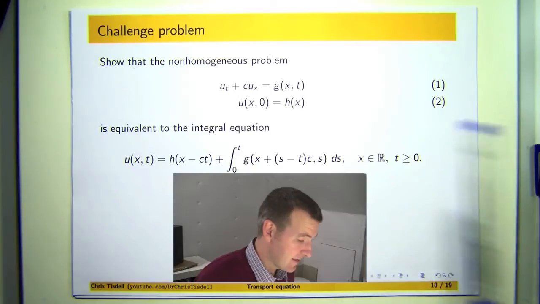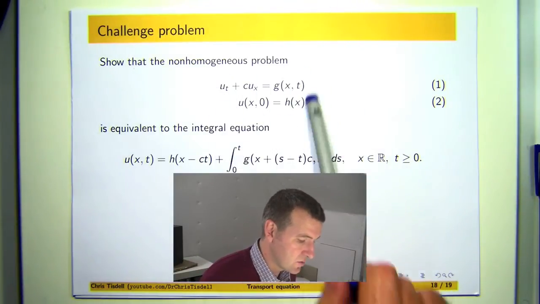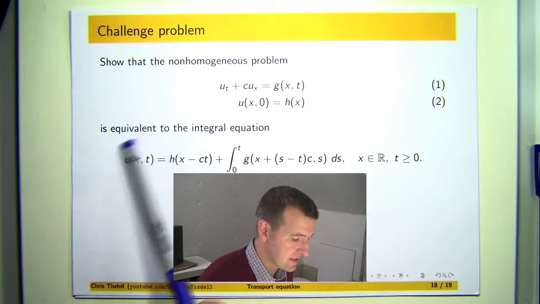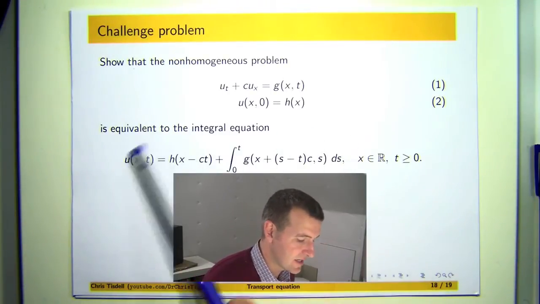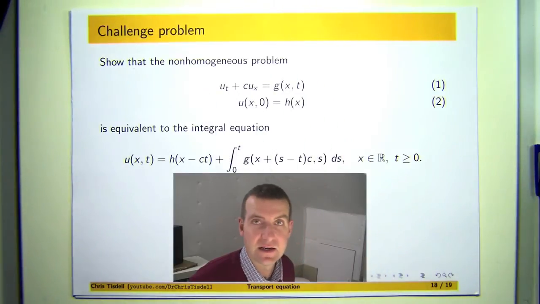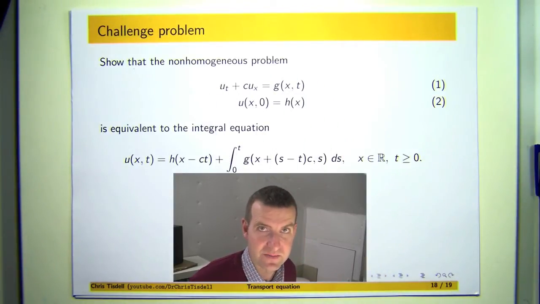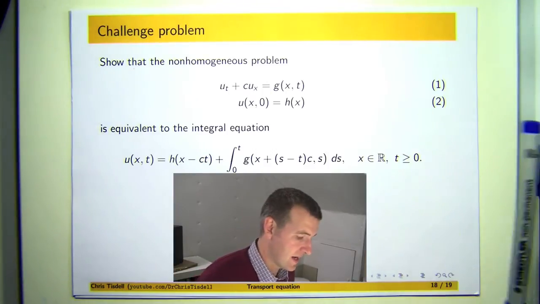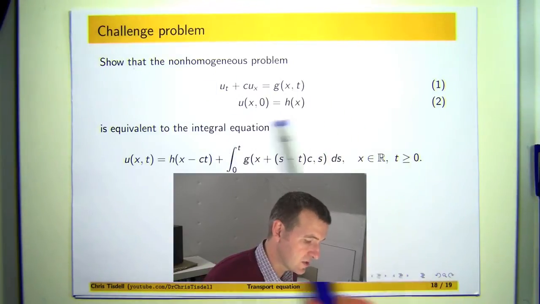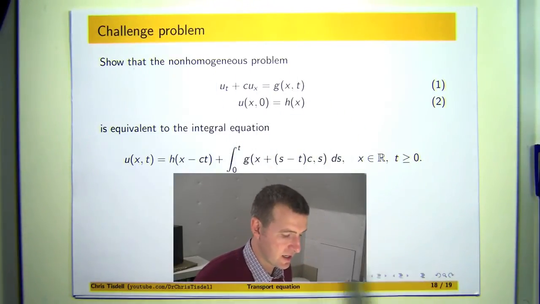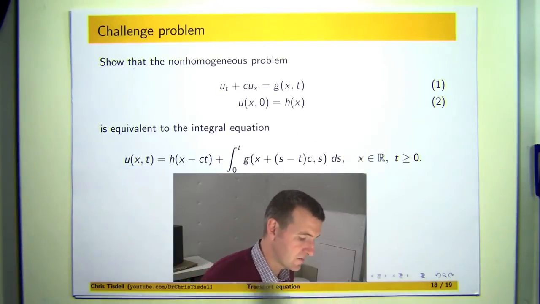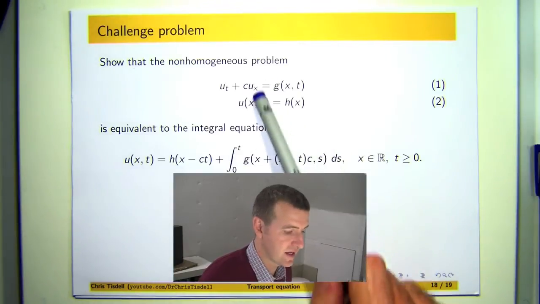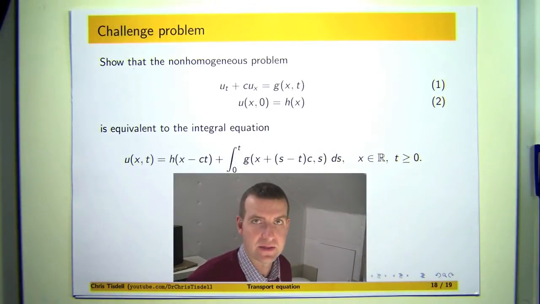Well, it means that every solution to problem 1, 2 satisfies the integral equation, and every solution to the integral equation satisfies equations 1 and 2. So it's a two-step process to solve this problem. One step involves assuming U is a solution to 1, 2, then showing that the integral equation holds, and then you go the other way. You assume U satisfies the integral equation, and then you show that 1 and 2 both hold.